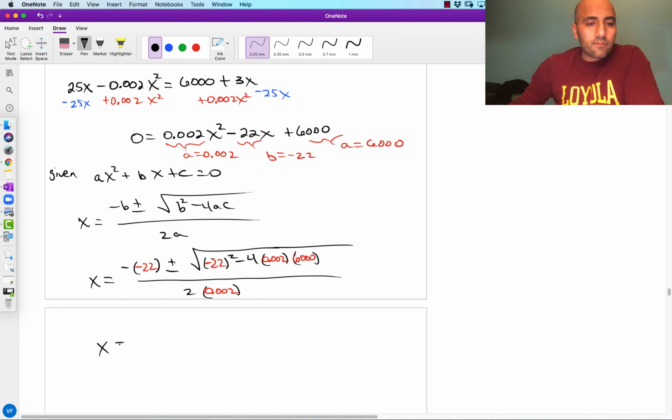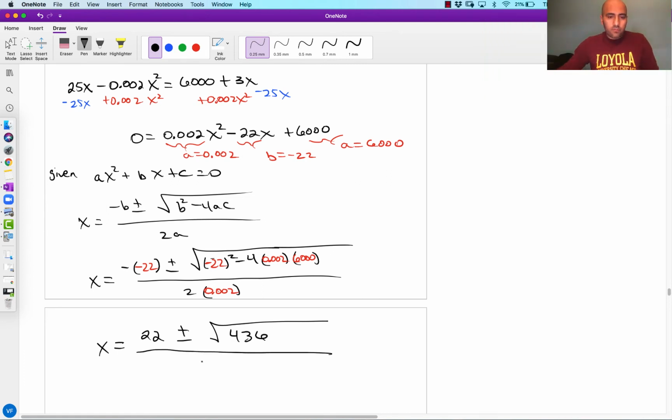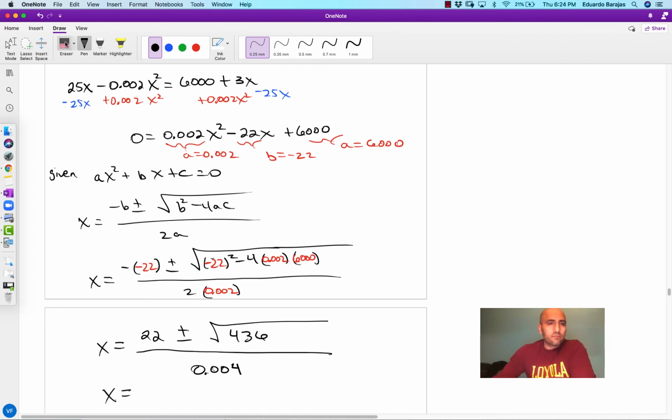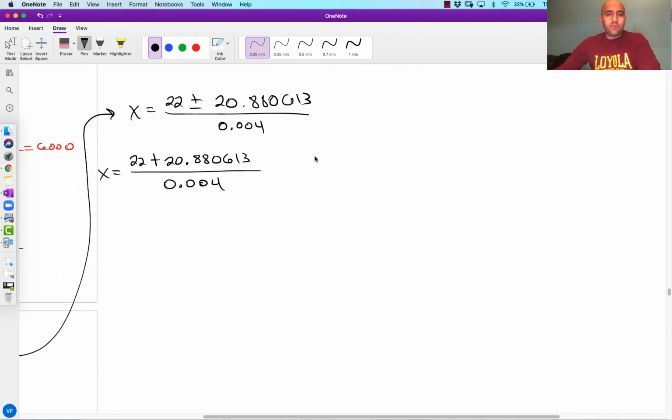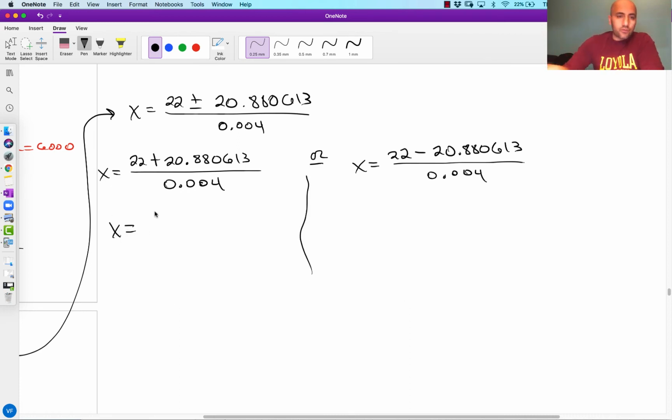Okay, so just use your calculator to crunch this out, and you should hopefully get something like this: positive 22 plus or minus the square root of, and that should lead to two different answers. x equals 22 plus 20.880613, divided by 0.004. And the other answer, x equals 22 minus 20.880613, the whole thing divided by 0.004.